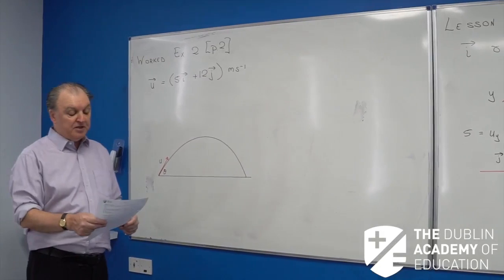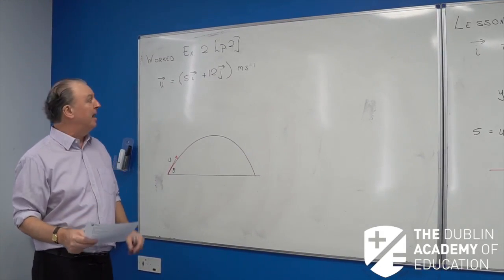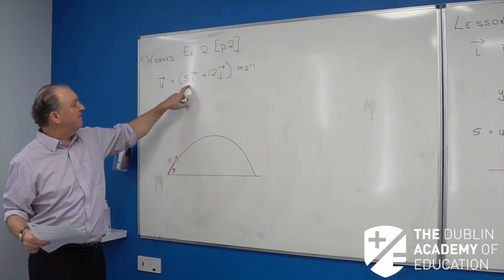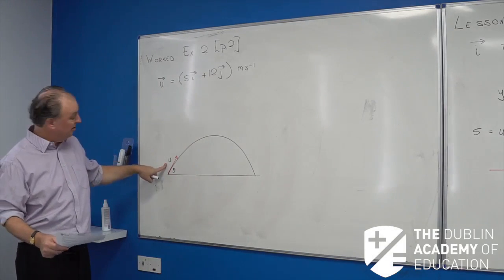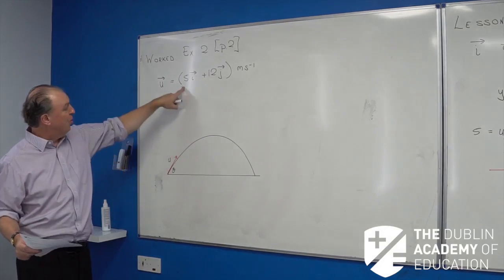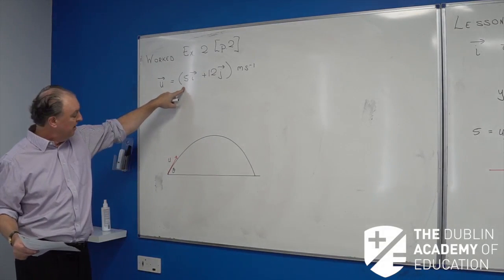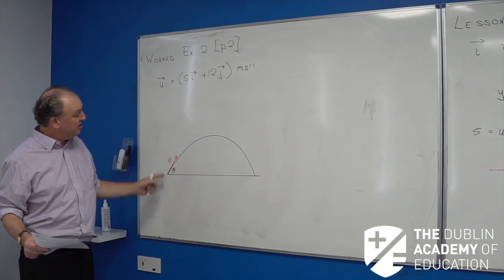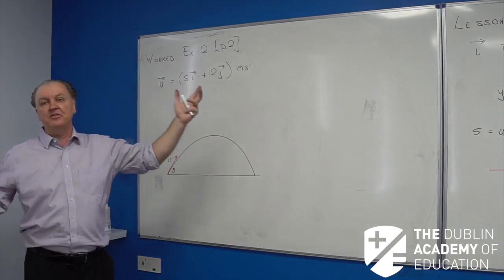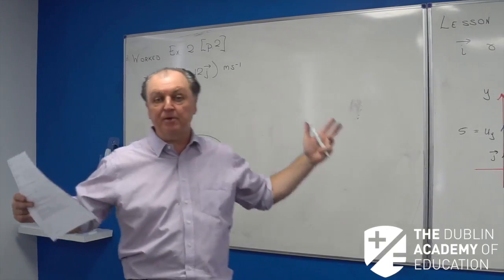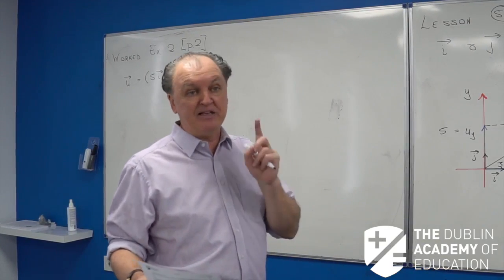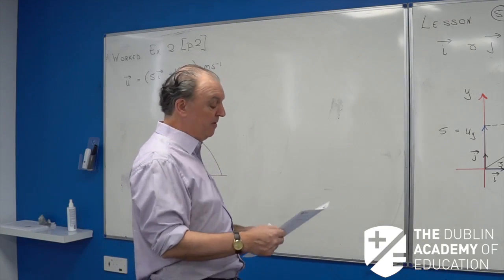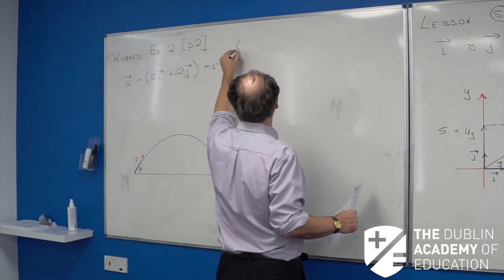It says the velocity of a particle is given by u is equal to 5i plus 12j meters per second. So there's my particle being fired off with that initial velocity. It forms an angle theta, it goes through the air, and it lands. All the usual stuff that we did in the previous 4 lessons. But this lesson is about i's and j's. So, part 1. They're asking me the question.